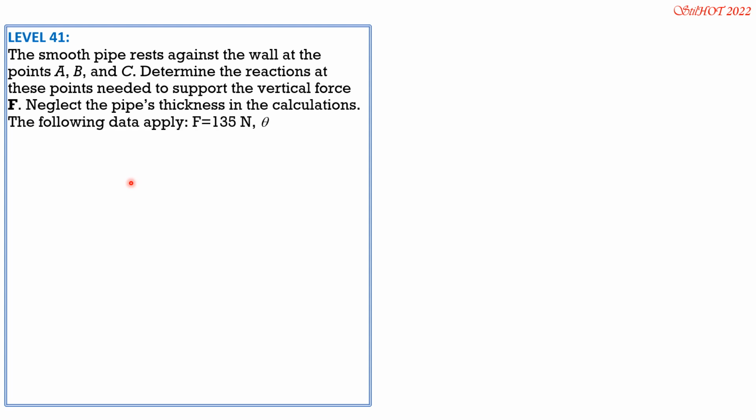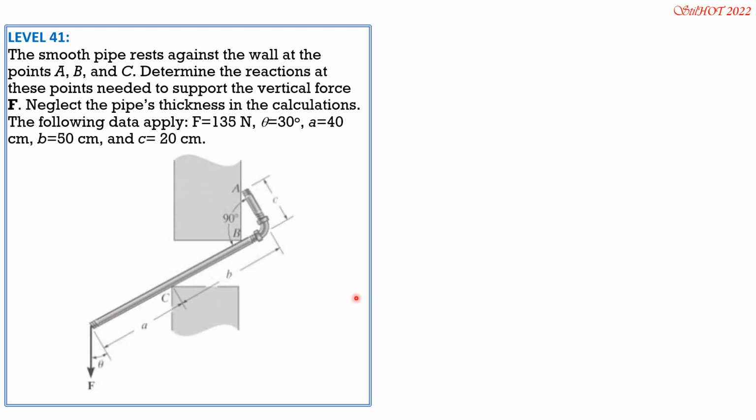The following data apply. F is 135 newtons, theta 30 degrees, A is 40 cm, B is 50 centimeters, and C is 20 centimeters. And here's the given figure. So let's put the data in place. So theta 30 degrees. So the angle that this pipe here makes with the horizontal is also 30 degrees. 50 centimeters, 20 centimeters.